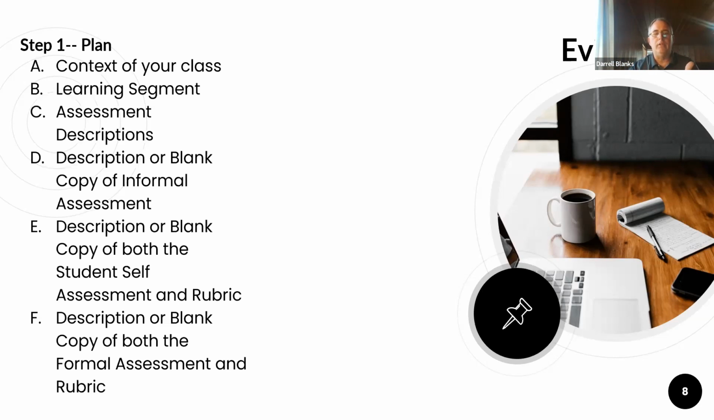Then for both assessment E and F, which are the student self-assessment and the formal assessment, you need to have a rubric. This is a big piece. A rubric cannot be a checklist. A rubric cannot be thumbs up, thumbs down, hey, I'm feeling great, I felt like I learned that. It has to be a progression of descriptions of ability on that particular standard.